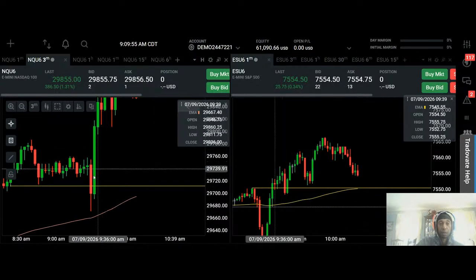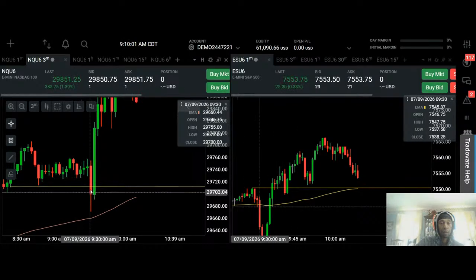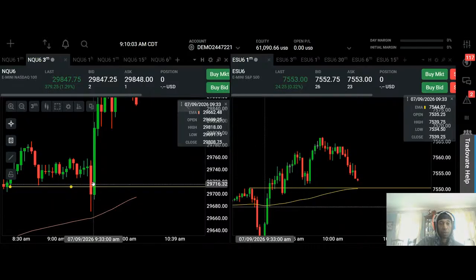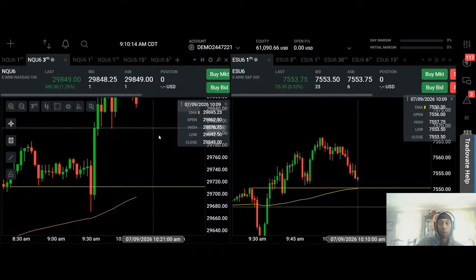Let's say that this right here is my EMA, this orange line. So I would need that swing low to be on that line right there. That's what I'm looking for. So when that happens, I'm waiting for it.